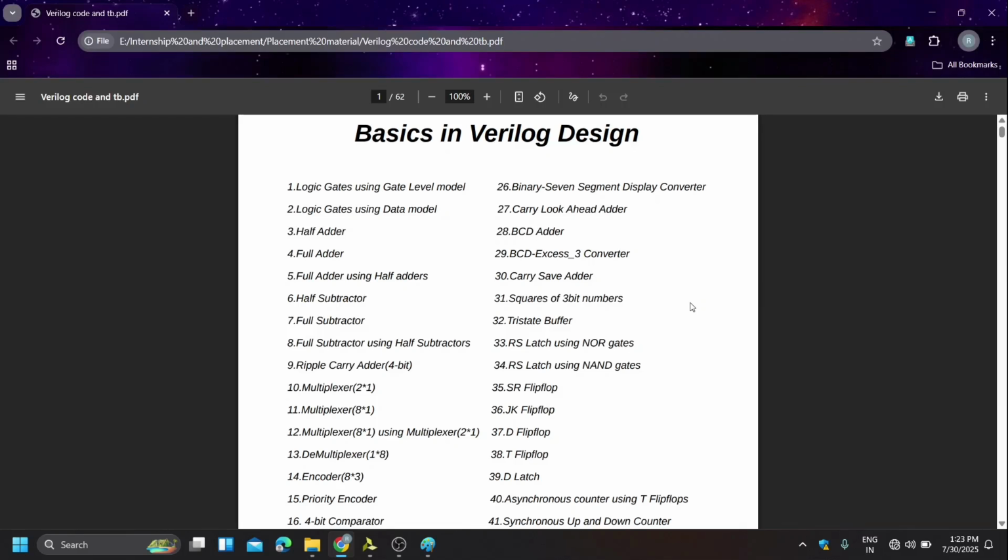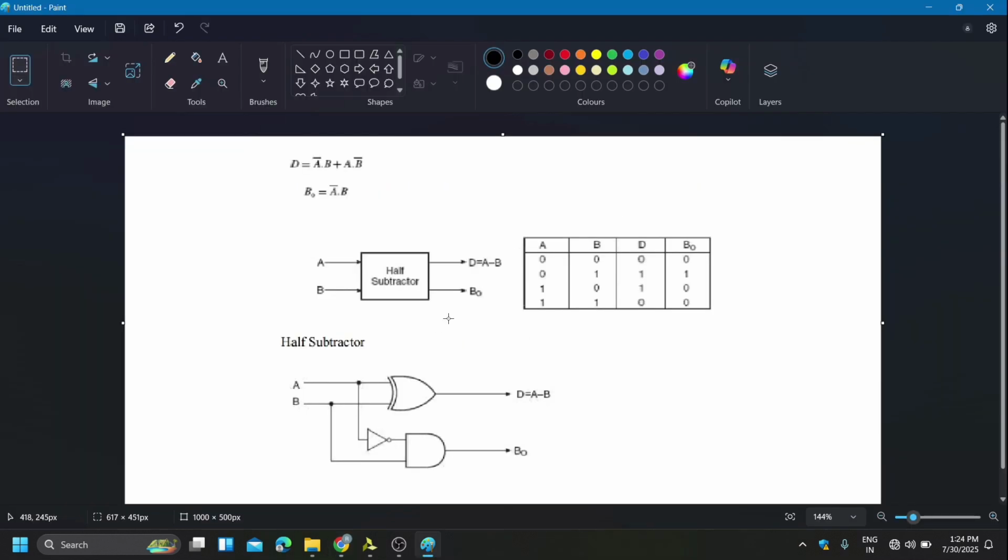This is our day 6 and today we are going to learn about half subtractor. So let's discuss theory about half subtractor. So this is the circuit diagram for half subtractor. In half subtractor we have two inputs A and B and we have two outputs, that is difference and borrow.